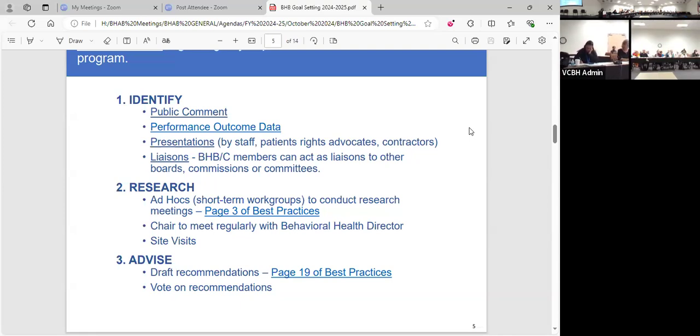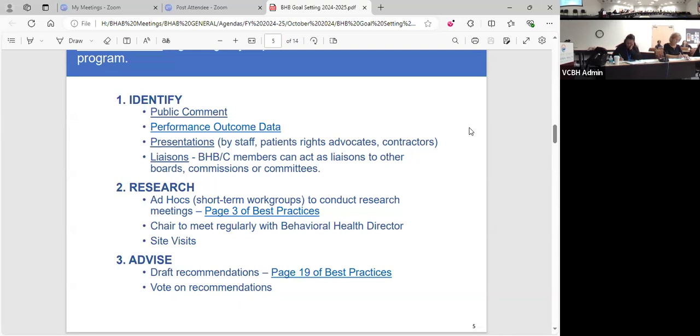Getting presentations from staff. We put in here patients' rights advocates, because they can visit any of the facilities in the county, and they're a good source of information. And then contractors as well. And even when you're doing your site visits, we recommend that you ask contractors, are there barriers and challenges that you would like to see changed in the county?